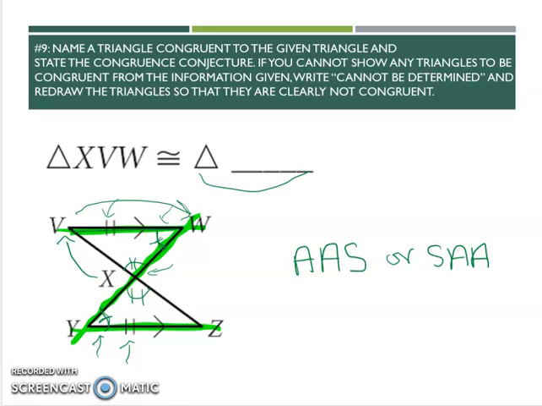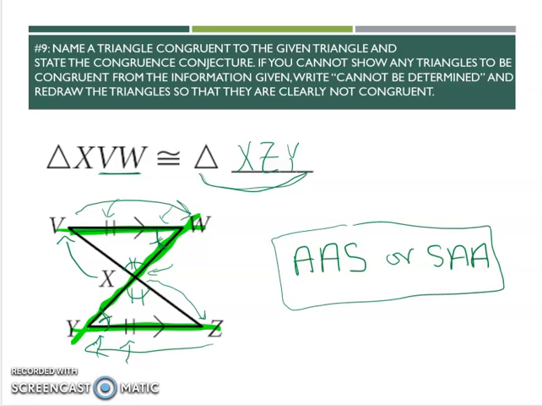So I'm not going to go XY. I have to go XZ. So XZ. And then they went across side VW. So we're at Z. We're going to go to Y. ZY. XZY is how we would name that. And then we have our name of our triangle and our congruence conjecture, and that's all we need for this one.